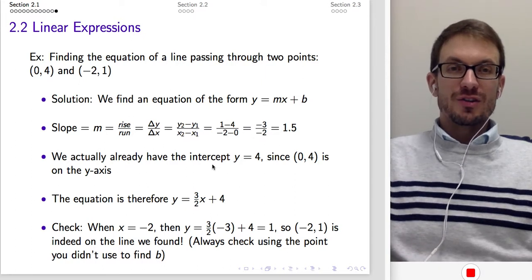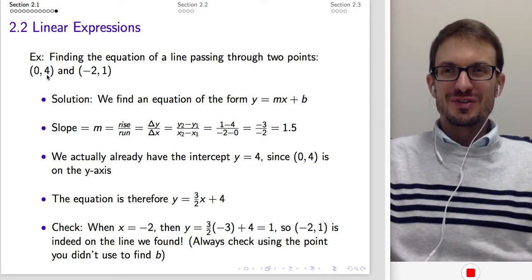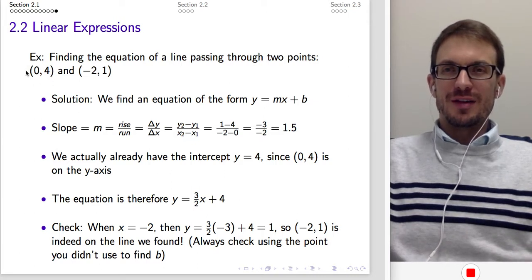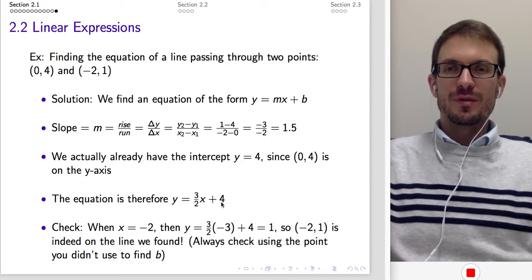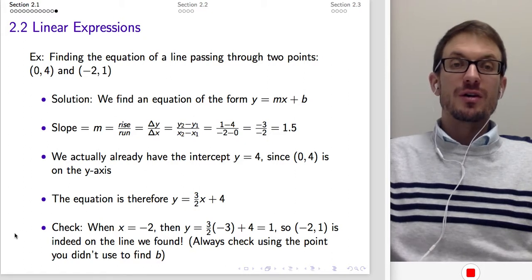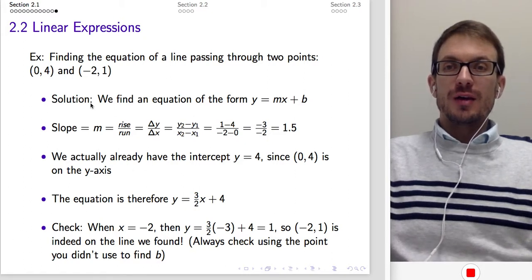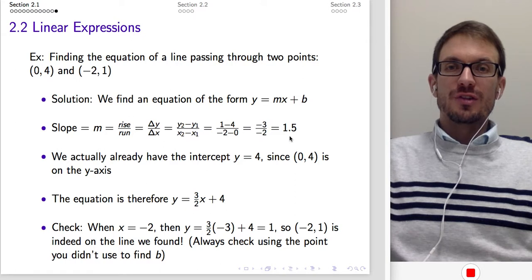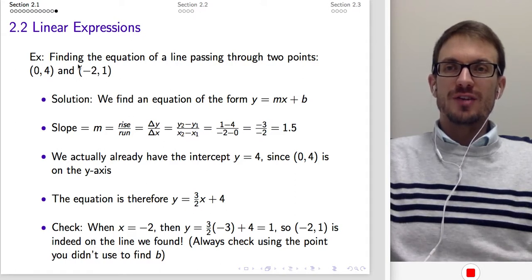We already have the intercept because (0, 4) gives us the coordinates for the vertical intercept on the line going through these 2 points. So we know the equation is y is equal to 3/2 x plus 4. Well, what am I doing down here? The check step. I used this point and this slope to build our line. Let's check the other point to make sure that this point lies on that line.